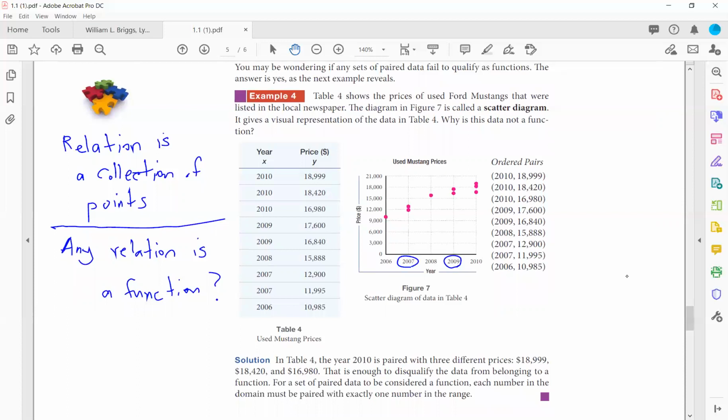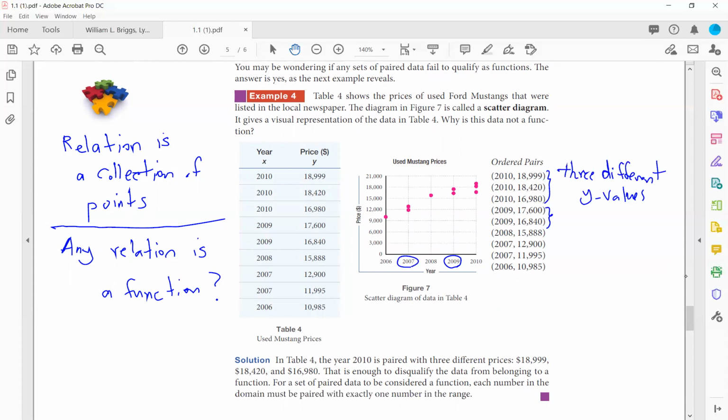(2010) has 3 different Y values that are not exactly the same. It must be exactly one specific value for 2010. The same for 2009. You have 2 different Y values for 2009.